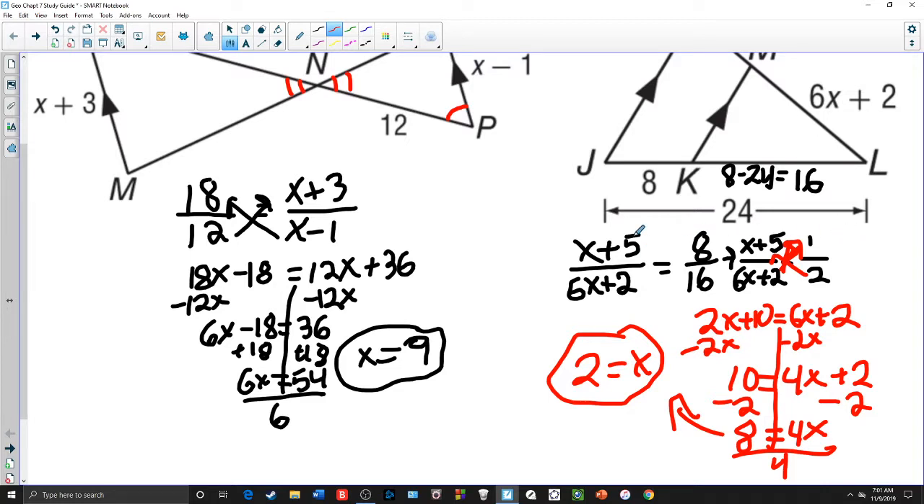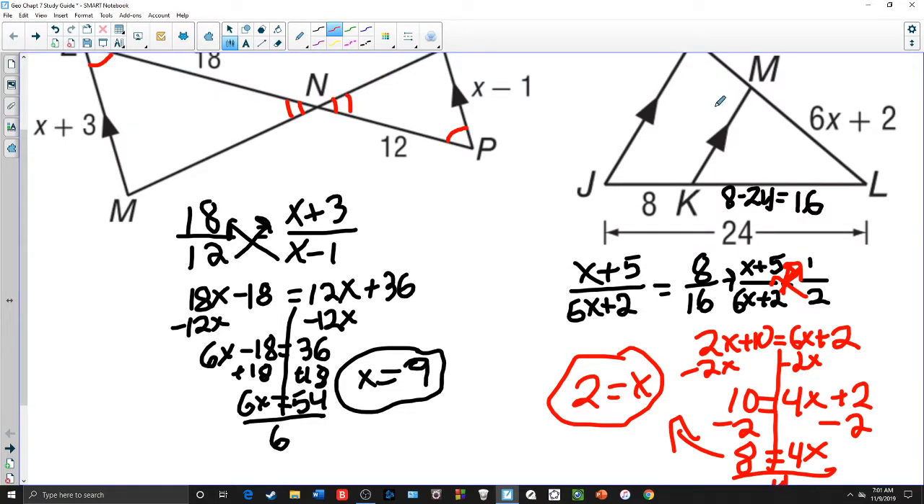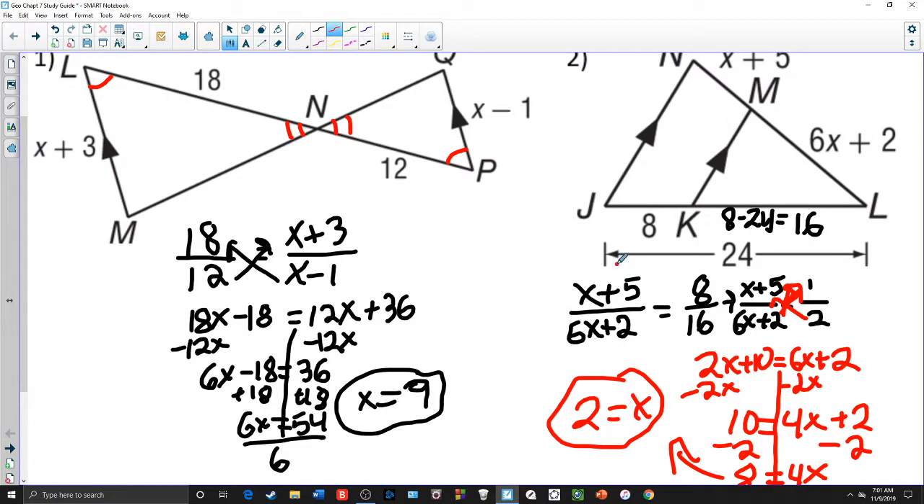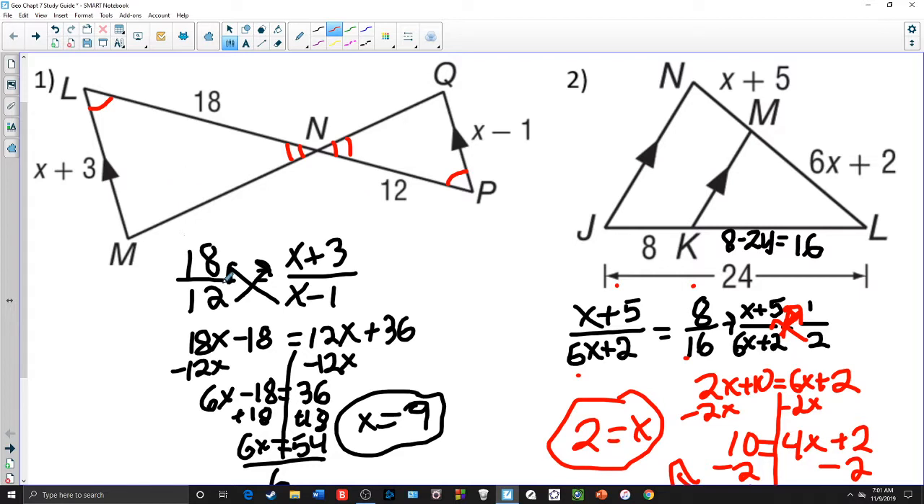So when you're setting up fractions, before you cross multiply, just double check and make sure that it makes sense. So in this case, top to top, bottom to bottom, we're all good. In this case, it was this angle and this angle, because they're this side and this side because they're between the two angles, and this side and this side because they were both on the bottom.